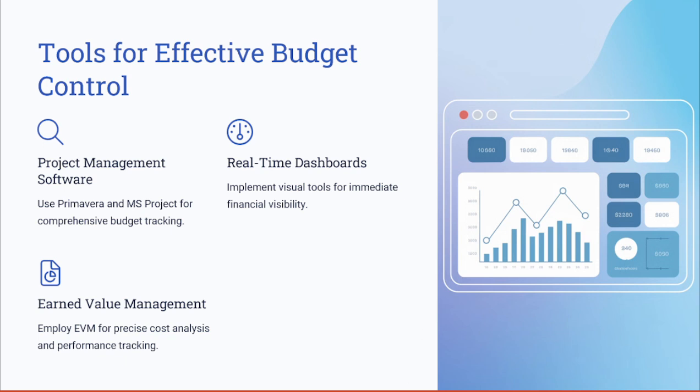What are the tools that can be used for effective budget control? Tools like Microsoft Project and Primavera play a pivotal role in budget control for large projects. Using project management software helps you ensure effective real-time budget tracking. Also, implement cost dashboards to have real-time financial visibility. Also remember when we talked about employing the earned value management formulas to have a precise cost analysis.